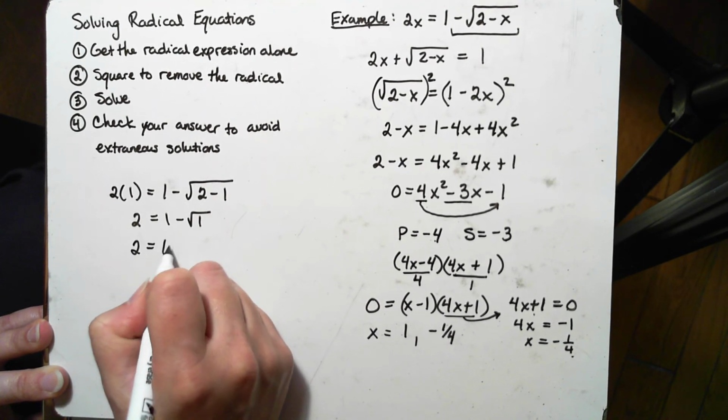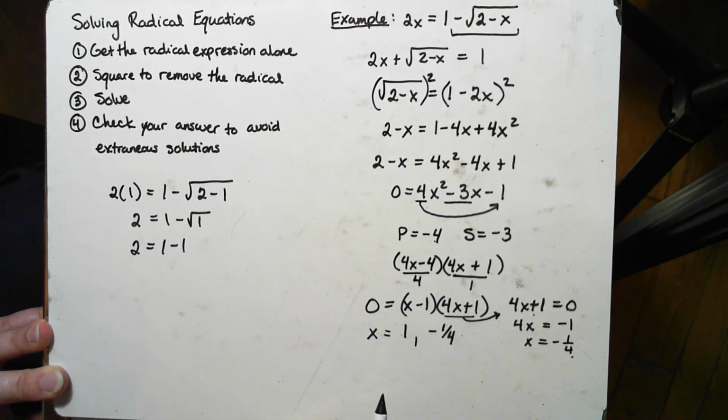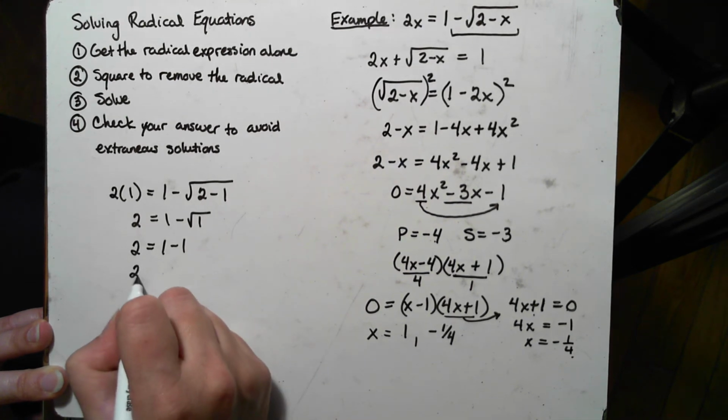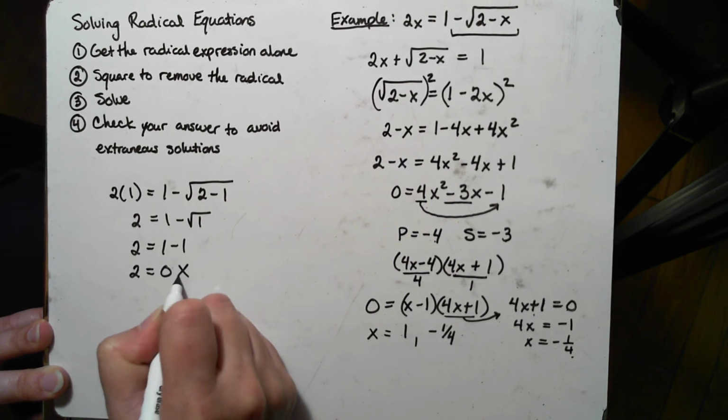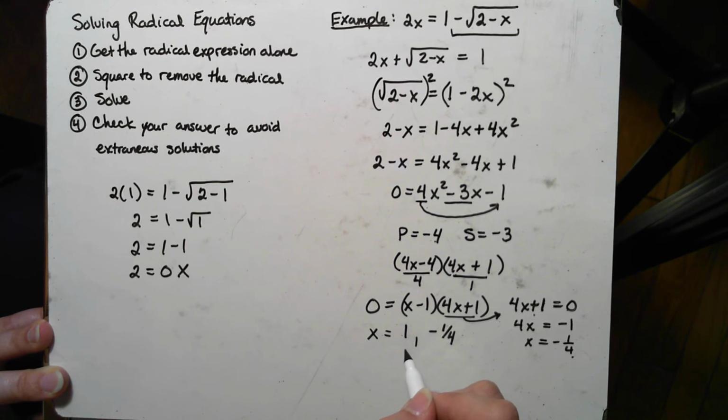Is 2 equal to 1 minus 1? No, it's not. 1 minus 1 is 0. This says 2 equals 0. That is wrong. So 1 is extraneous. It is not an answer. Now I'll put in negative 1/4.